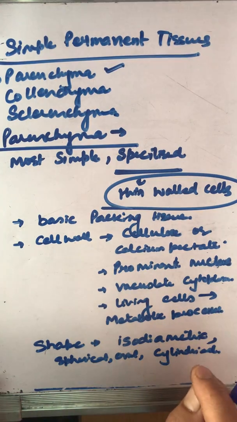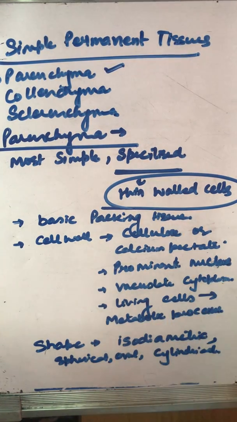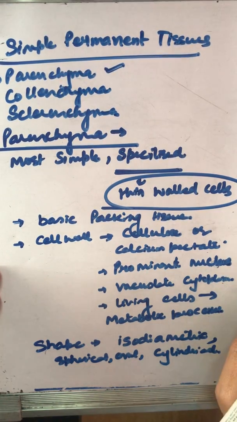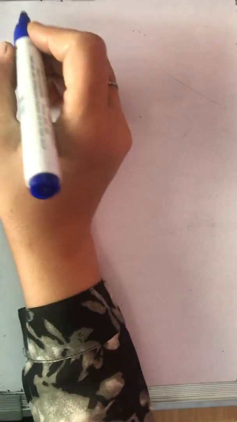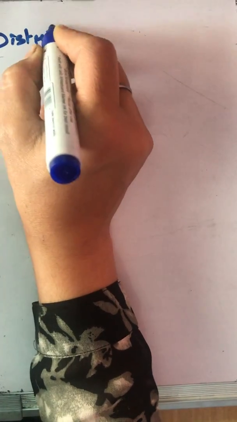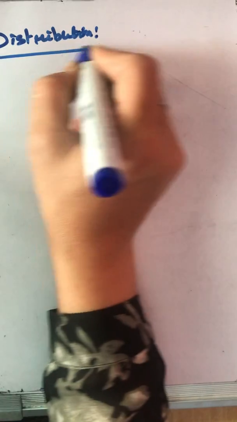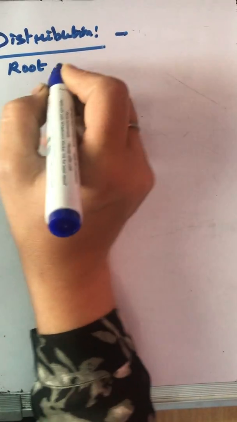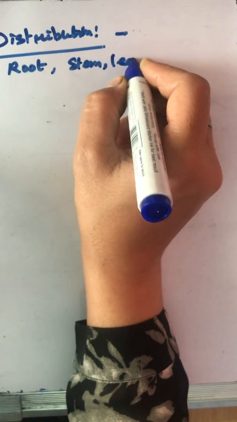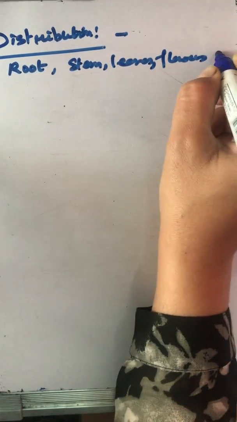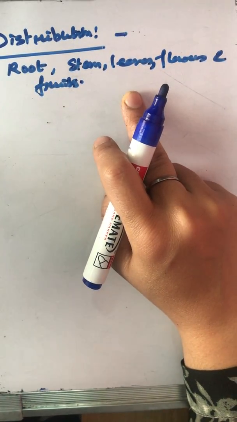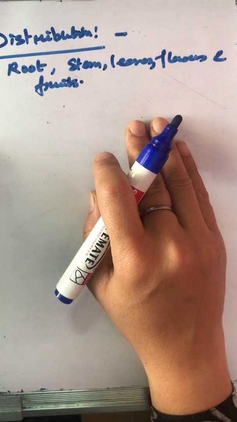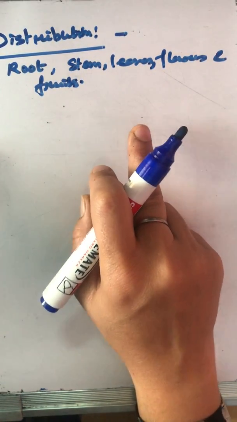Right. Where are they mainly present? In the root, stem, leaves, flowers, fruits, everywhere. Okay. Where are they present? Meaning their distribution in the plant body. Their distribution is in root, in stem, leaves, flowers and fruits. Why? Because what have we named it? The basic packing tissue. So it is mainly present everywhere.